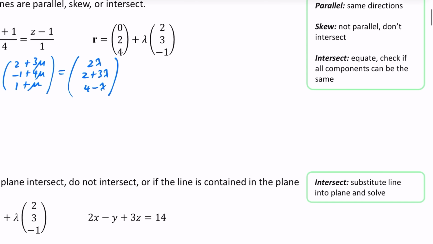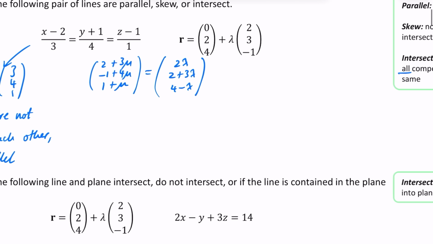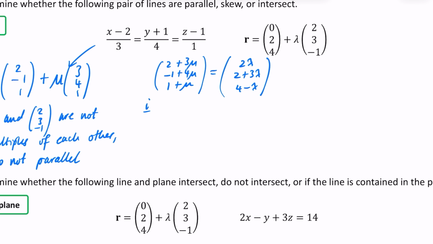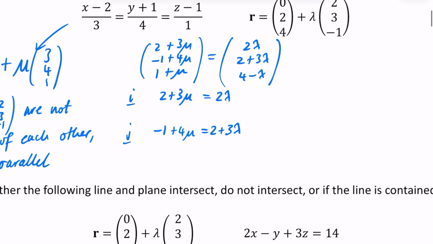We said in the instructions we're going to check if all of the components can be the same. So from the i components, we have 2 plus 3 mu is equal to 2 lambda. For the j component, we have -1 plus 4 mu equals 2 plus 3 lambda. And I'll check the k in just a second, but I've got enough information here to do some simultaneous equations.